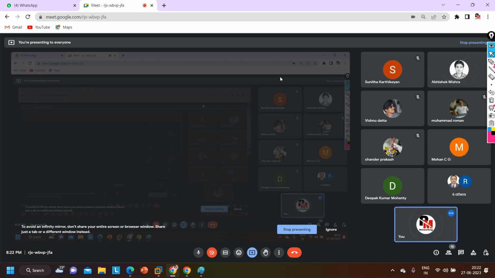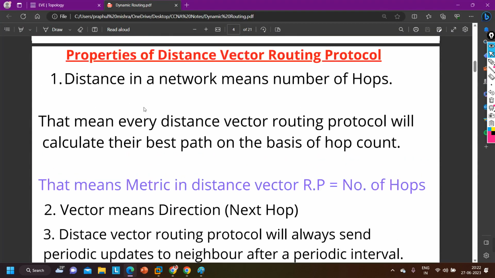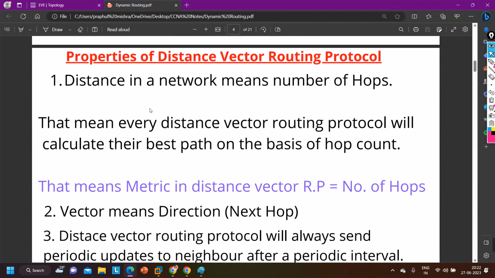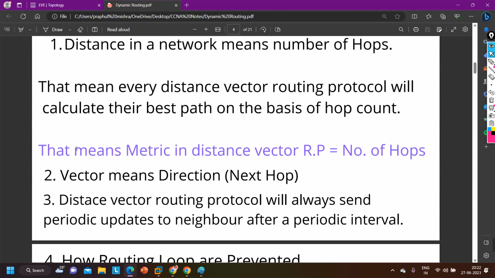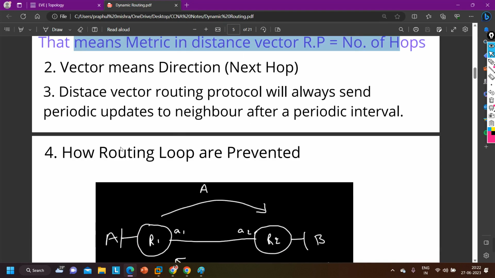The first property is that distance vector routing protocol calculates its metric on the basis of hop count. That is not good, because a router should use link bandwidth to calculate the metric. Yes. And the second is that it sends periodic updates, which is not necessary, right? The reason is we don't have acknowledgement over here. Done. So we have discussed these two properties. Distance means hop. Here I have written everything, guys, that means metric.